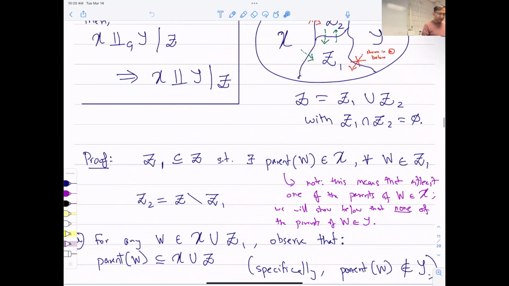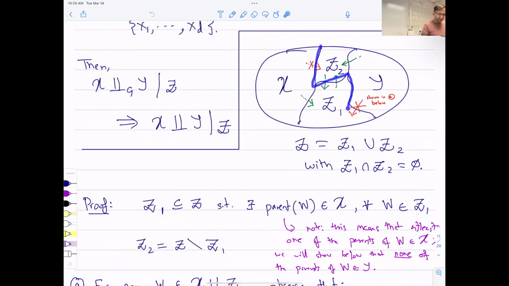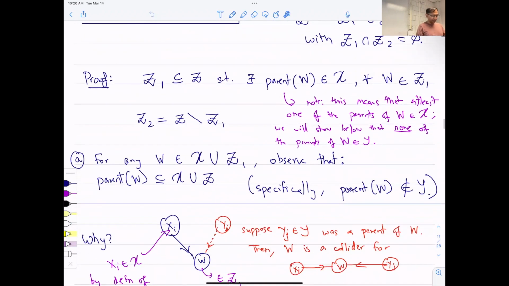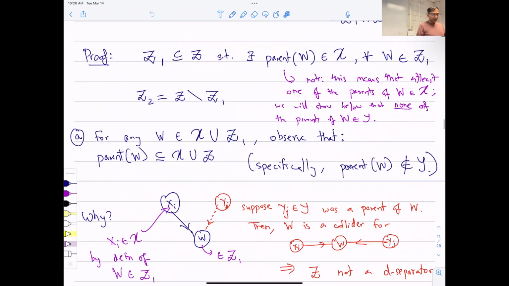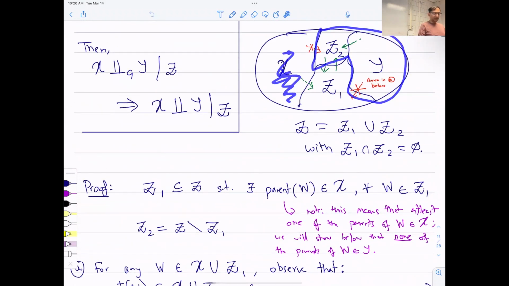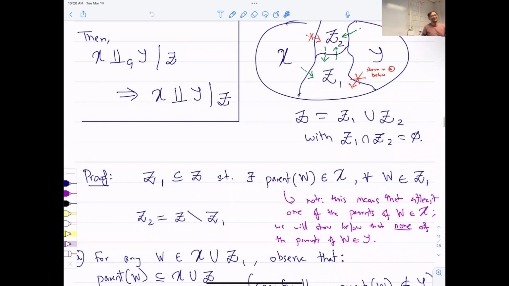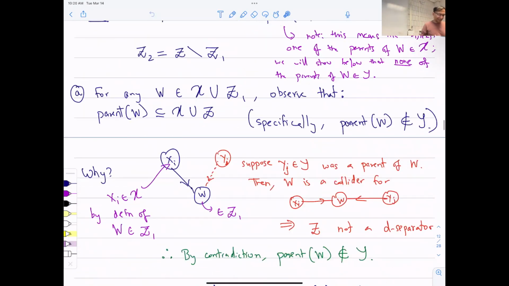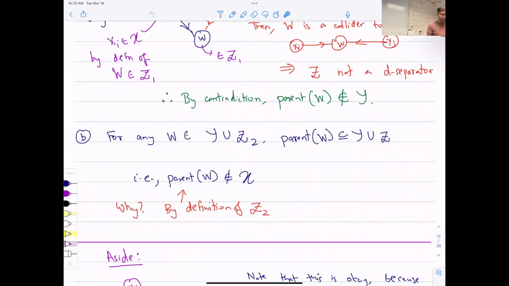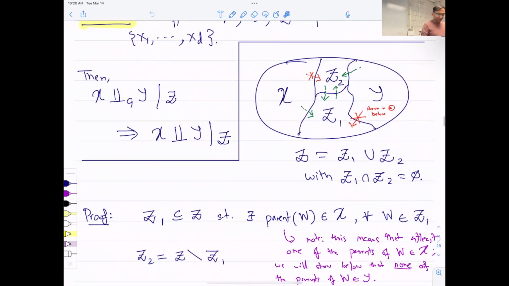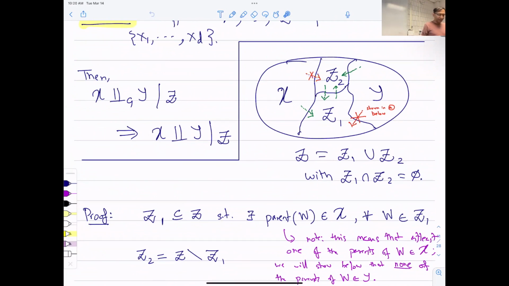Second, let's look at any node here. Y union Z2. Okay. And the claim is none of its parents are here. Same reason. Okay. Because by construction, by definition, this does not exist by construction of Z1. Z1 is defined as all of these Z's where this exists. So this does not exist by this definition of Z1.